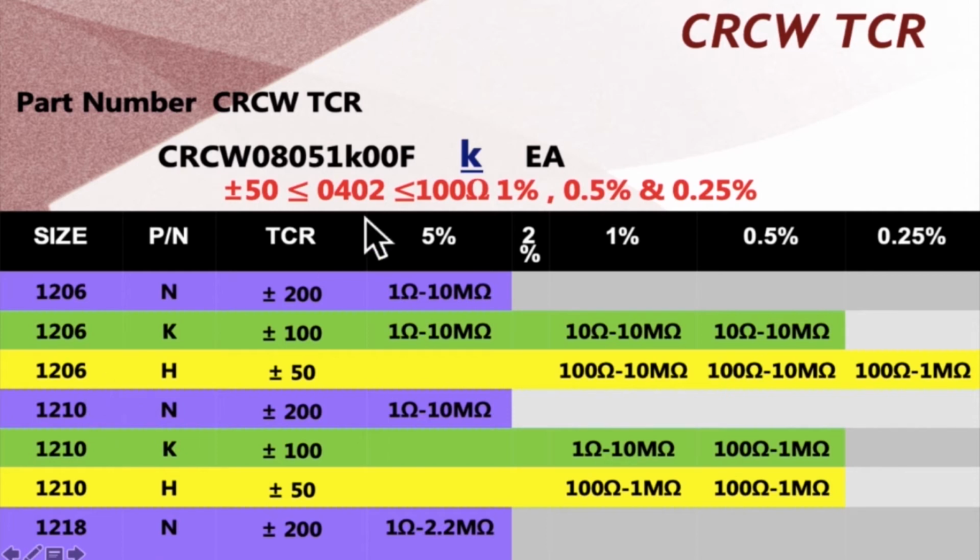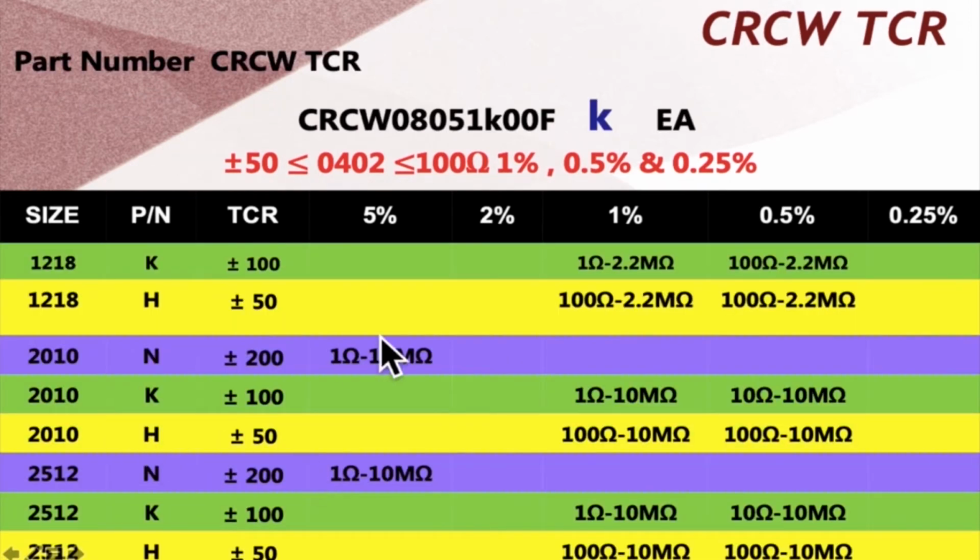1206. It goes from 0402 to 1206. 1210 does not have tolerance 0.25%, but you still have plus or minus 50 from 1% to 0.5%. And you have some difference in resistance. In bigger sizes, you have some limitation.